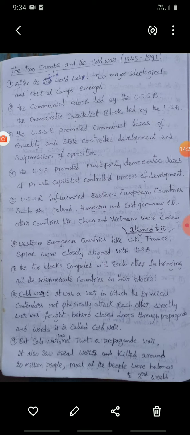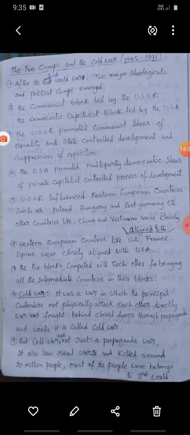USSR influenced East European countries such as Poland, Hungary, East Germany, etc. Other countries like China and Vietnam were closely allied to it. The Western European countries, like UK, France, Spain, were closely allied with USA.